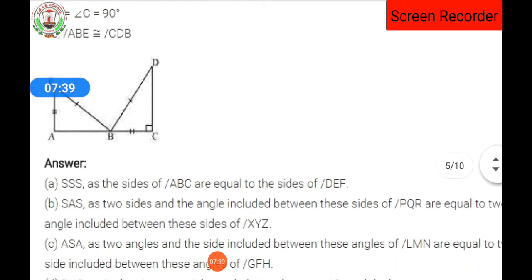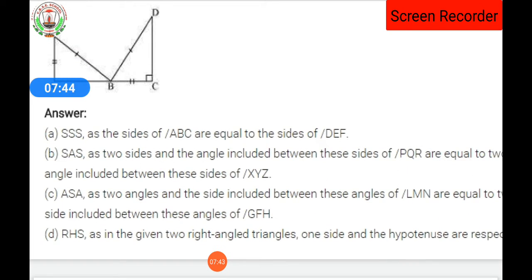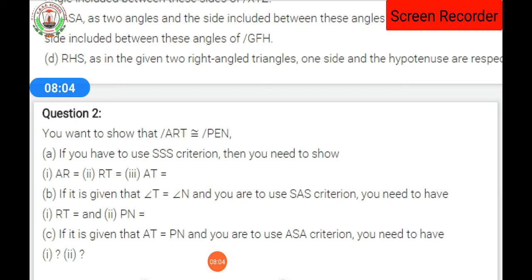Clear? So, here I have explained to you the answers as well as the question. Here is the answer once again. Side is applicable for the first, angle side angle for the second, angle side angle for the third C part, and the last one is the RHS criteria. Clear? So, here we have completed question number 1.